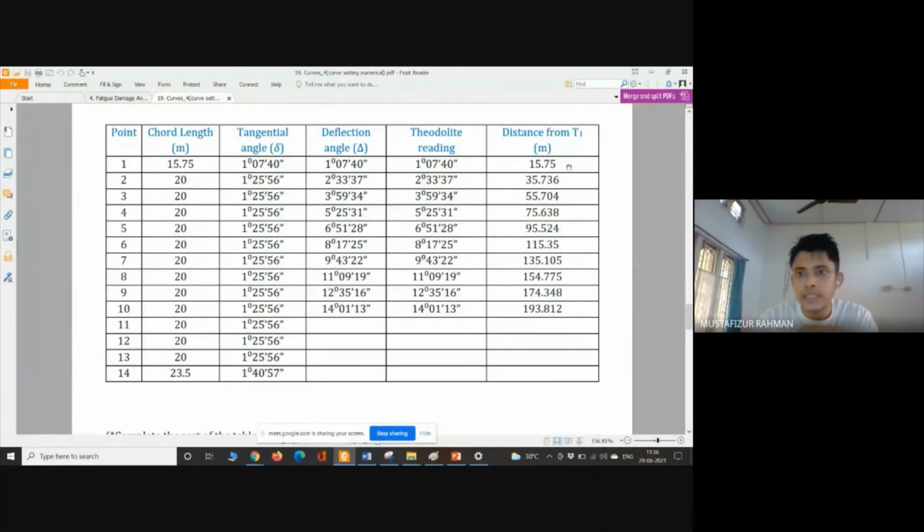Now this is the distance from the T1 point. So this is just the addition of the chord lengths. The first one is 15.75 meters. The next one is 15.75 plus 20. That way we will also be getting the distance from the T1 point. Okay, so a few lines are not completed. That is for you to complete.